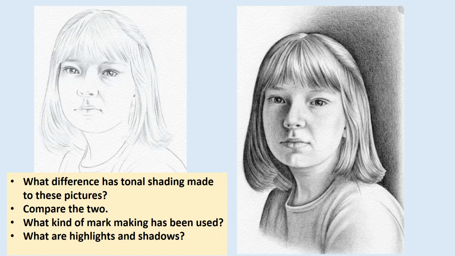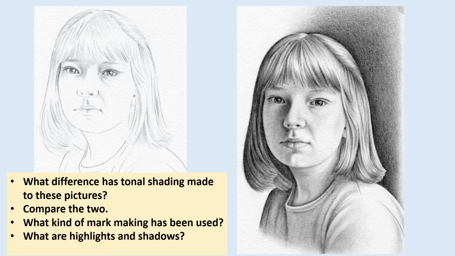What difference has tonal shading made to these pictures? Compare the two. What kind of mark making has been used? What are highlights and shadows? You will notice that the image on the right appears more 3D. This means three-dimensional. Tone gives the illusion of light falling onto an object, creating highlights and shadows. Highlights are the lightest points and shadows are the darkest points.